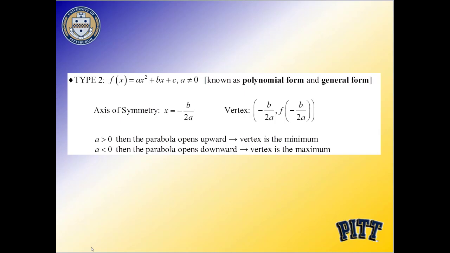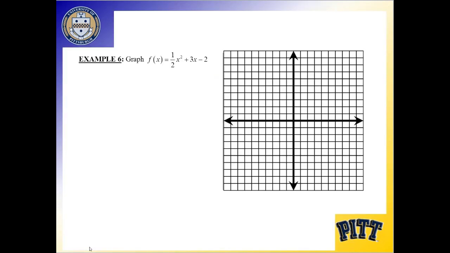The second thing is that, as far as the vertex goes, negative b over 2a is going to be the x coordinate of my vertex. So if I take that x coordinate, whatever it's calculated to be, and plug that into f of x, that's going to help me find the y coordinate. So let's demonstrate what that means for a problem like this.